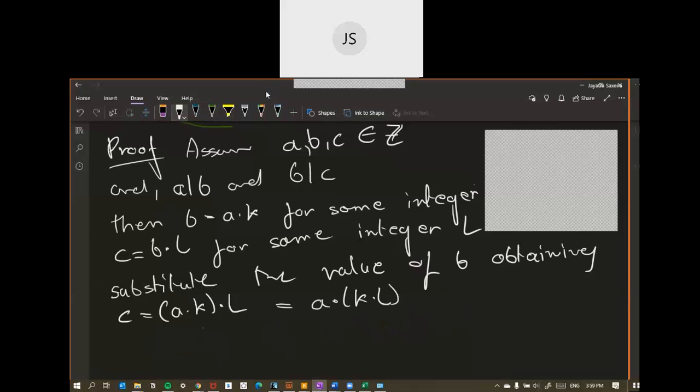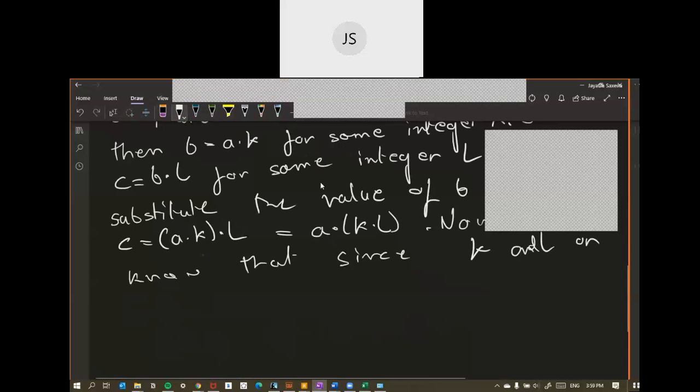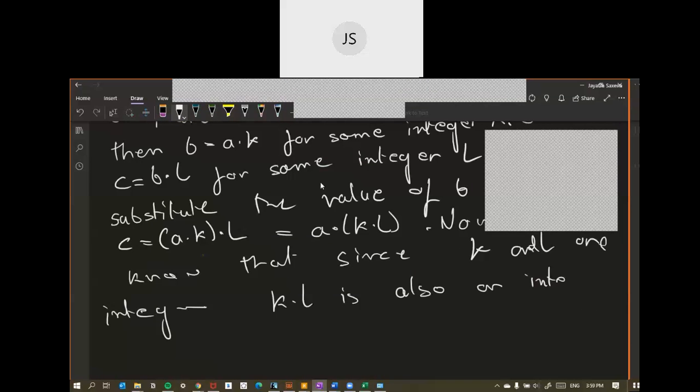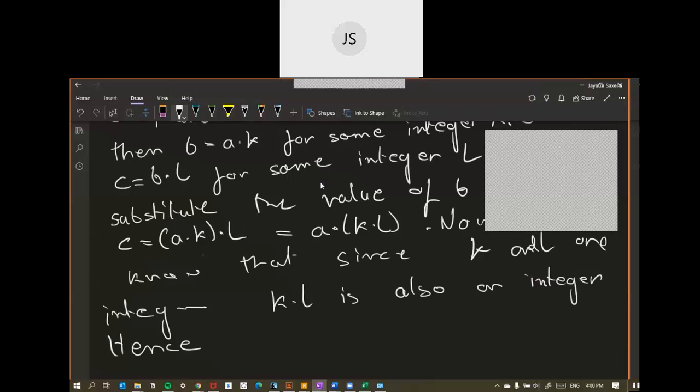Now, we know that since K and L are integers, K times L is also an integer. Hence, A divides C. So we are done.